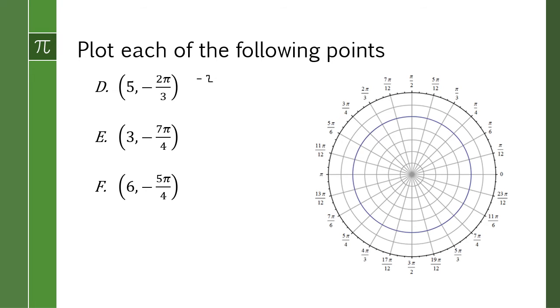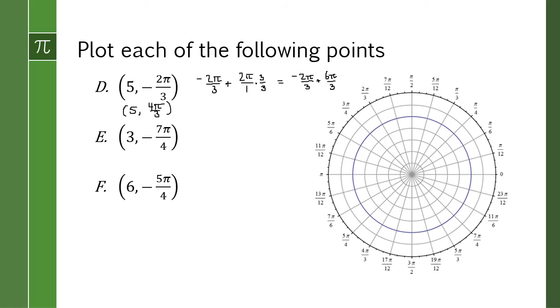So in this case, the angle is negative 2 pi over 3. If we want to add 2 pi to that, that's 2 pi over 1, so we need common denominators. So I'm going to multiply this by 3, and I would end up with negative 2 pi over 3 plus 6 pi over 3, and negative 2 plus 6 is equal to 4 pi over 3. So this point 5 comma negative 2 pi over 3 is equivalent to 5 comma 4 pi over 3.